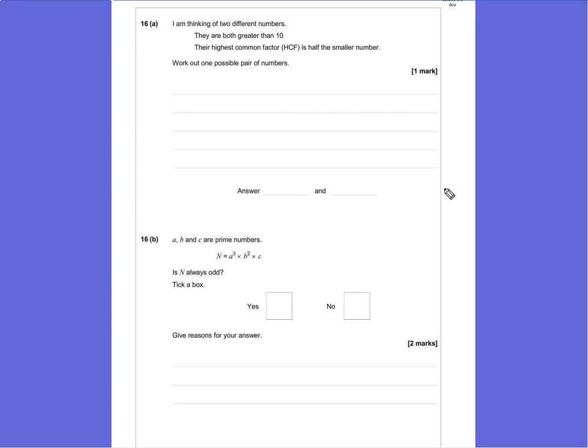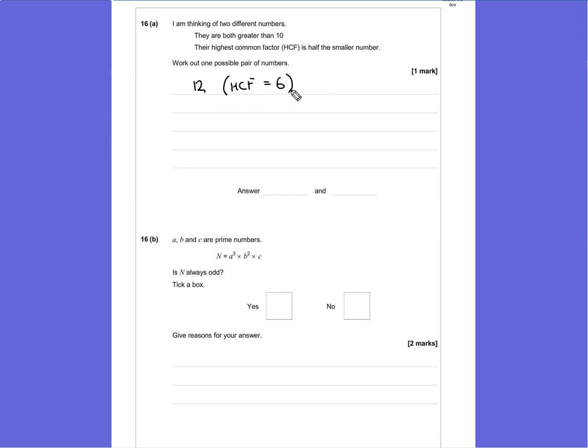Now this could be almost any number greater than 10, but the larger you go, the higher the chance or potential of error. So I would start really small and look for a number which is greater than 10 that is very easy to half. That would be 12, anything in the 2 times tables, any even number. If that's the smallest number, we're looking for a highest common factor which is half of this, so half of 12 would give a highest common factor of 6.